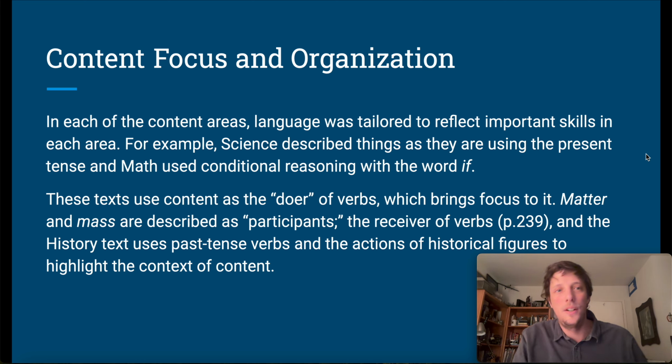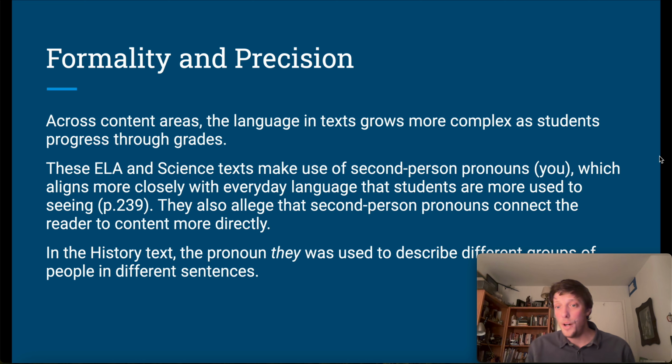Lastly is formality and precision. As we know, one of the benefits of academic language is that it can be very precise because it uses very specific vocabulary. However, for someone who's unfamiliar with that vocabulary, that can make academic language very hard to understand. And as students progress through grades, this language grows ever more complex.